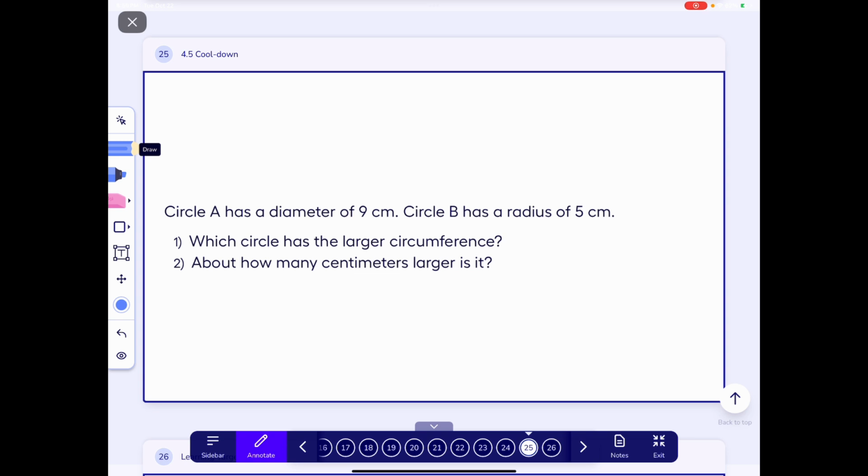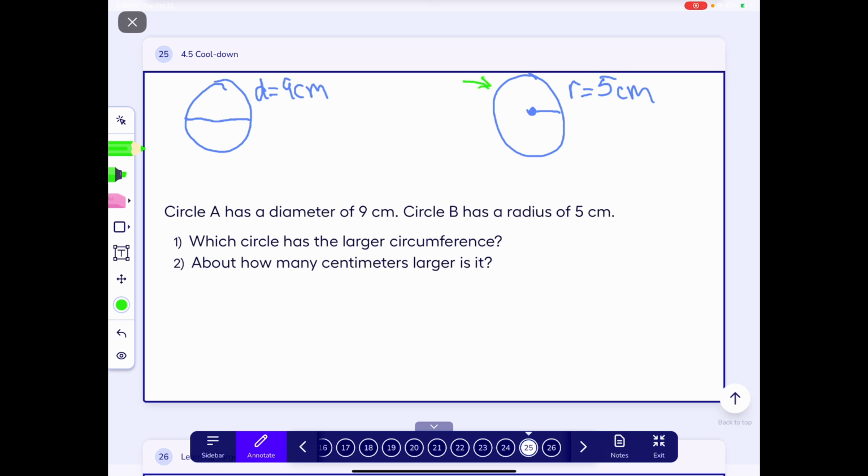So there's 2 circles here, circle A and circle B. Circle A has a diameter of 9 centimeters. So the diameter here is 9 centimeters. And circle B has a radius of 5 centimeters. So circle B, here's the radius, is 5 centimeters. So which circle has a larger circumference? Well, if you find the radius and diameter of one, you can compare it to the other. So I'm going to use the circle on the right.